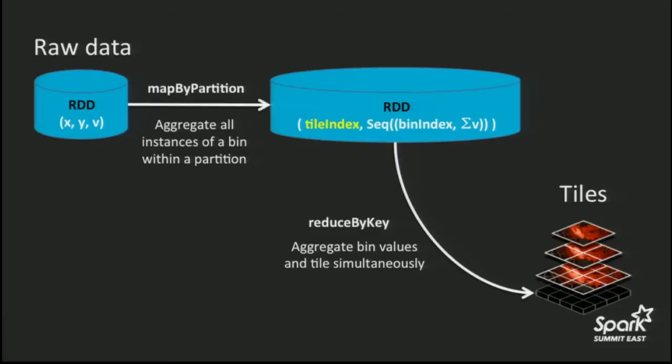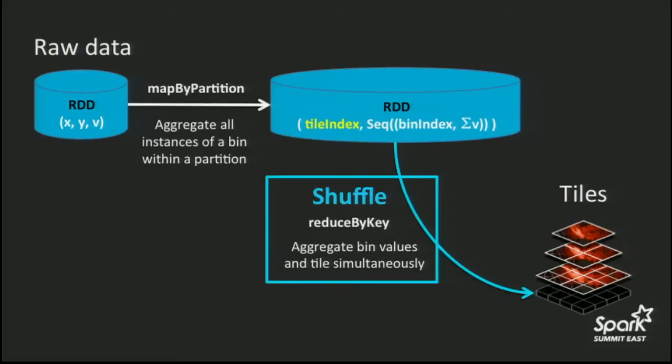We alter it a little bit. This was our second approach. We again started with the raw data and annotated it as before. But this time, within a given partition, we aggregate all the data for a given pixel, and then we collect it by tile. And this leaves us with a single shuffle.